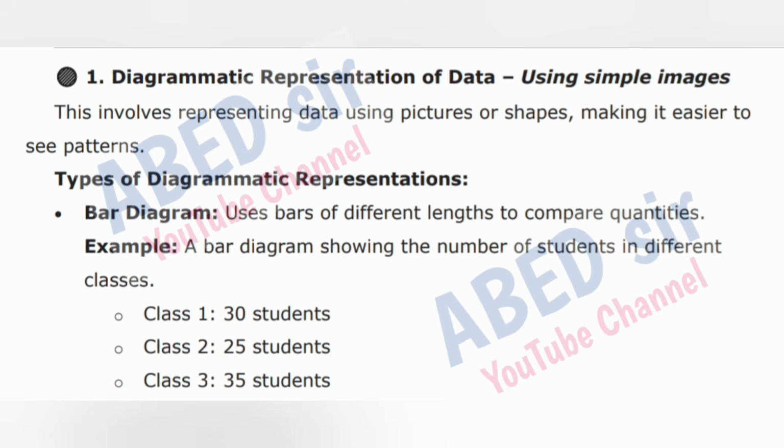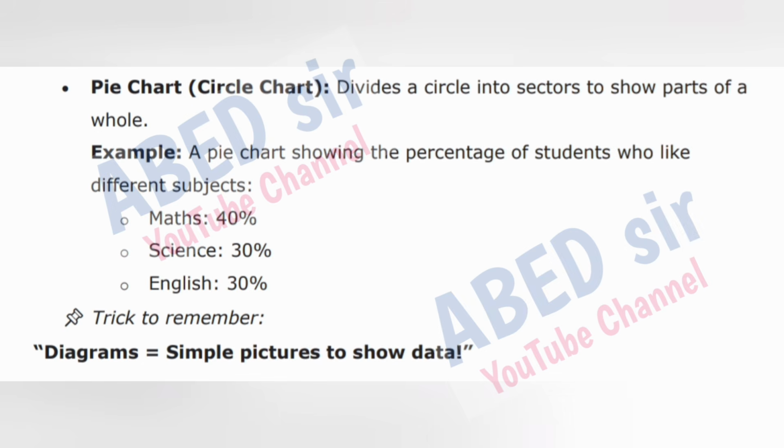1. Diagrammatic representation of data using simple images. This involves representing data using pictures or shapes, making it easier to see patterns. Types of diagrammatic representations. Bar diagram uses bars of different lengths to compare quantities. Example, a bar diagram showing the number of students in different classes. Class 1, 30 students. Class 2, 25 students. Class 3, 35 students. Pie chart, a circle chart, divides a circle into sectors to show parts of a whole.